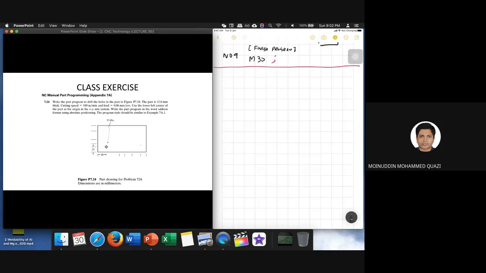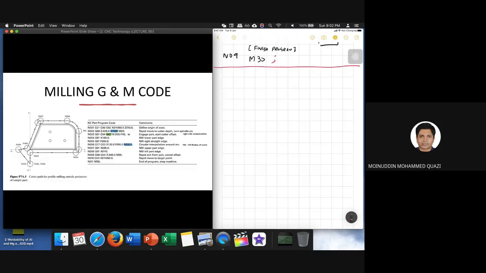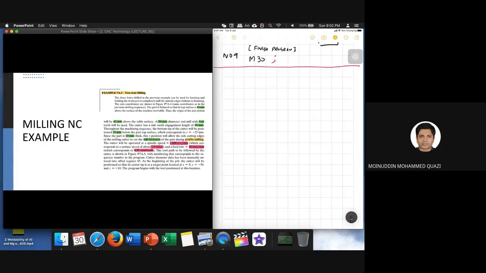Good work by the 3 students who have submitted. I would recommend other students to also proceed. Now I will move on to the next exercise. The next exercise is about the milling machine. How do we perform milling with the help of G and M codes? So it's a little bit tricky and it's a little bit different. Okay. So let's take a look at the milling NC example and what is the given data.